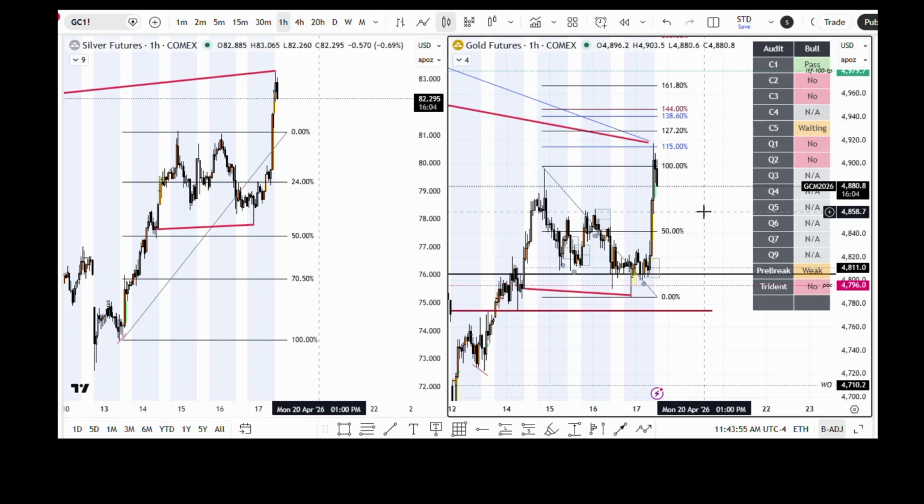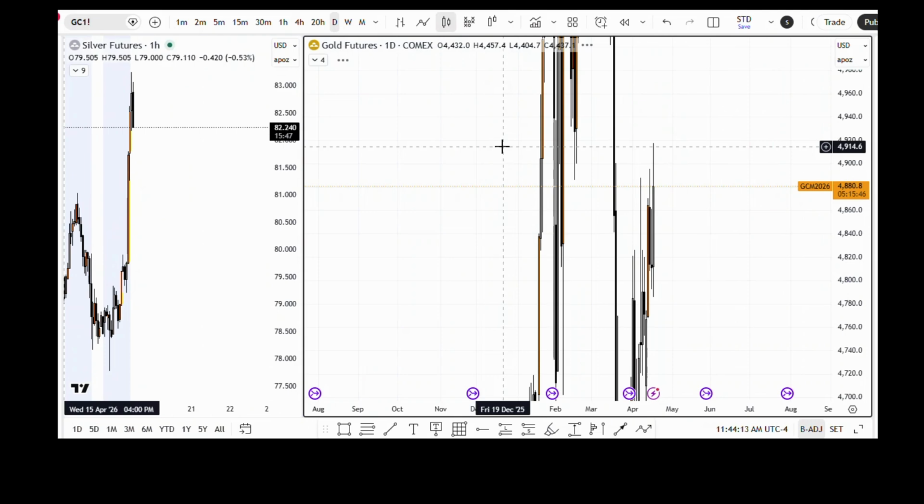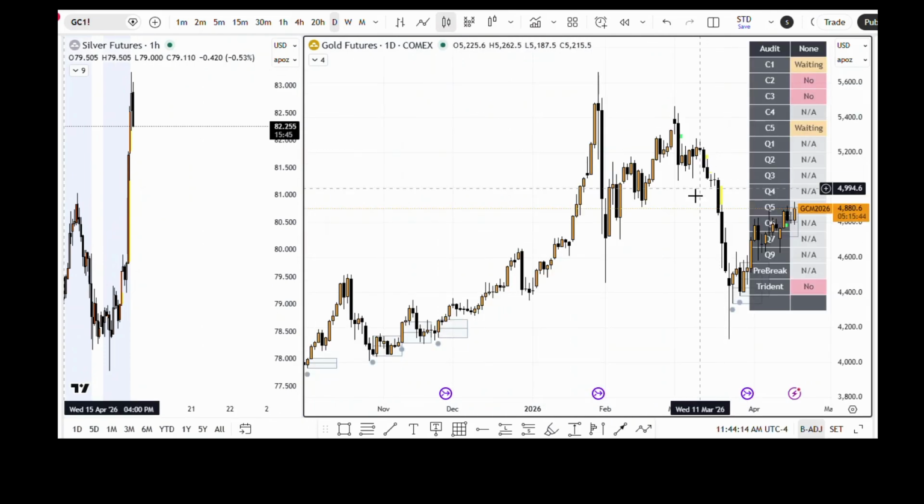So those are the two issues I want to cover in the video, the inducement part and the invalidation rule. But overall, personally, I'm still, like I said, bearish. And if we now go to the daily, so let's take this away, gold, and let's go to daily.